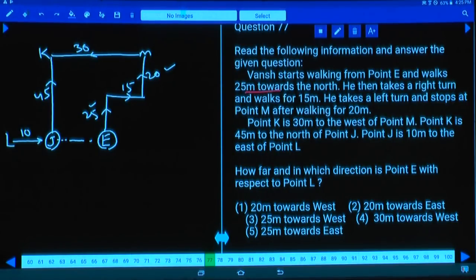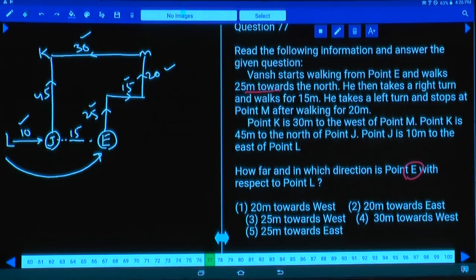Done with this? Then question number 77. How far and in which direction is point E with respect to point L? Now tell me what is the distance here. This is 10. And out of this 30, this is 15, and this is again 15. And 10 plus 15 is how much? 25 meters.